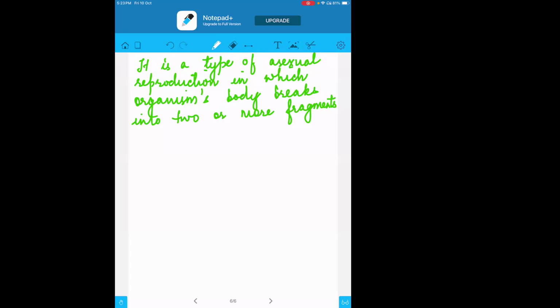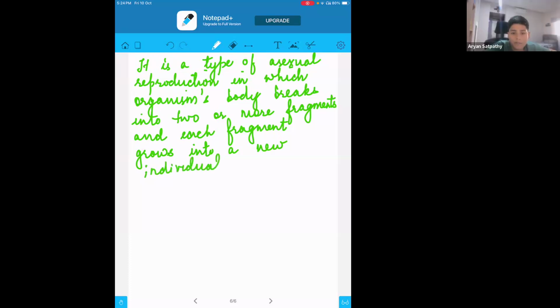So in a minute, you will be getting more examples of such organisms. So that is fragmentation. It is a type of asexual reproduction in which the organism's body breaks into two or more fragments, and each fragment will now grow individually. Whatever pieces we get can grow into a new individual, like yeast cells. Right.